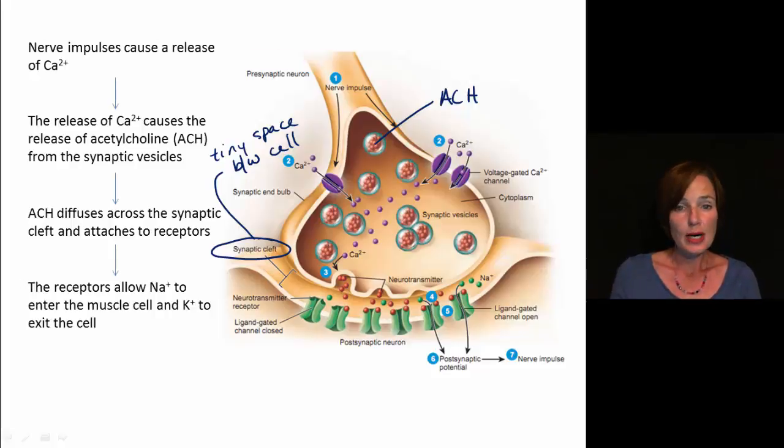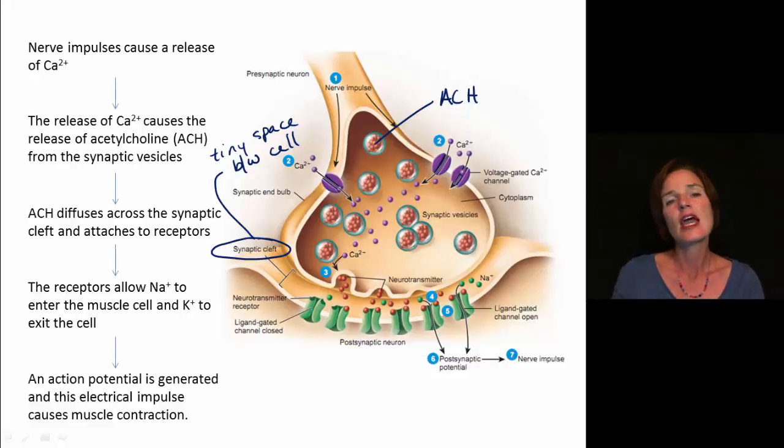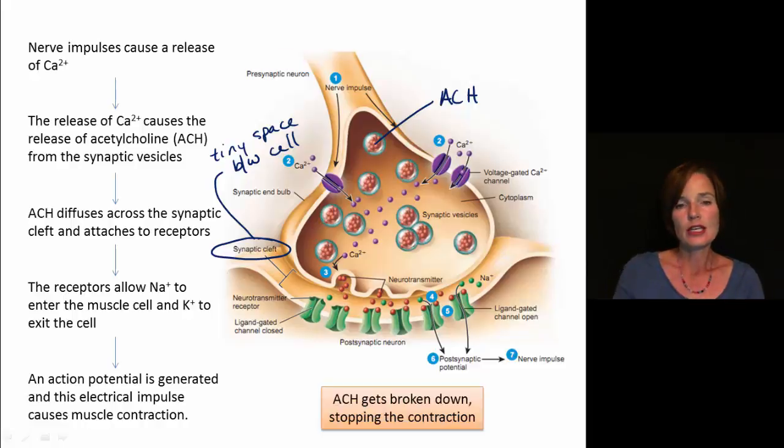These receptors, once they bind the acetylcholine, are going to allow sodium ions to enter the muscle cell, and they will allow potassium ions to exit the muscle cell. So we are going to have an exchange of ions once we do have binding of that neurotransmitter. And when we get this, we get an overall action potential. That action potential is generated, and this electrical impulse is then going to cause the overall muscle contraction, which is the result of the irritability. Now, the acetylcholine is going to get broken down after we have used it for this particular action potential, and that breaking down of the acetylcholine is going to stop that overall contraction process.